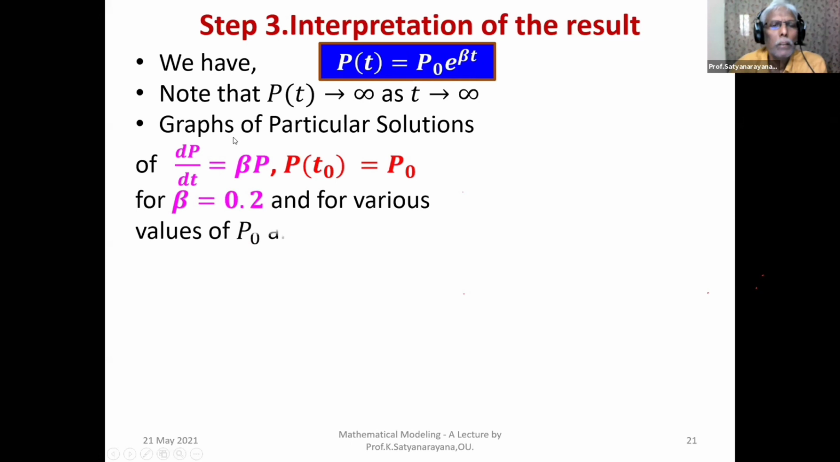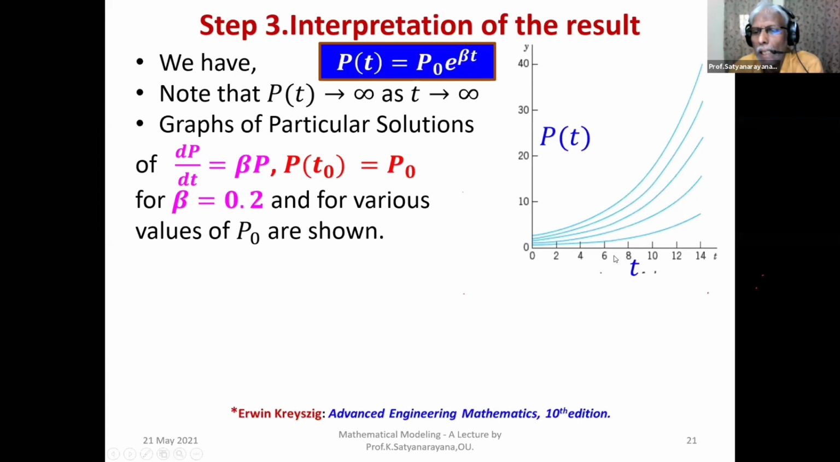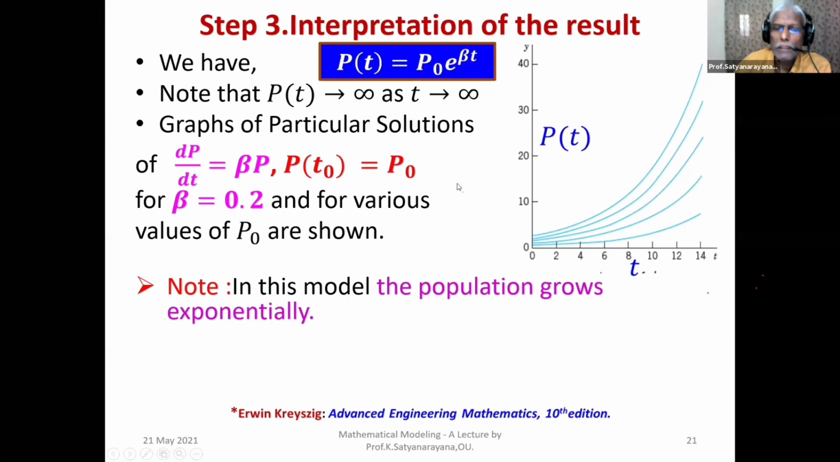Graph of the particular solution: this is the particular solution, P(t) = P₀ e^(βt). The graph of the particular solution of this initial value problem, for β value 0.2 and for various values of the initial P₀, is shown in the picture. This is time on the x-axis, population P(t) on the y-axis. β is 0.2. I should get only one curve, but I got many curves. Why? Because I have changed P₀. For various changes of P₀, these are the exponential curves. So P(t) grows exponentially, and this is an exponential growth.